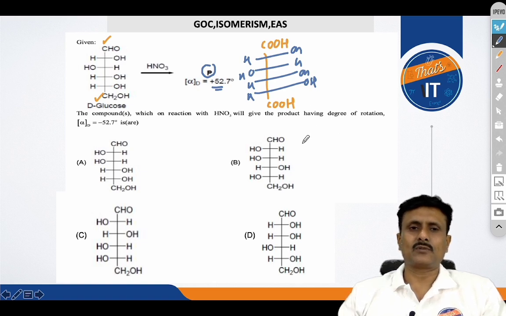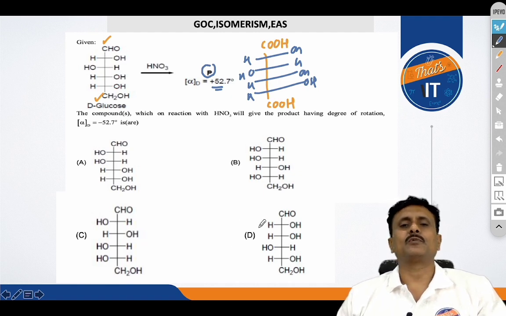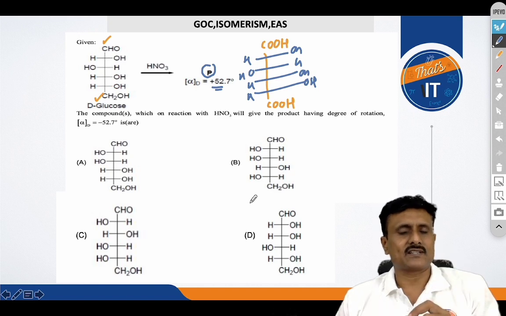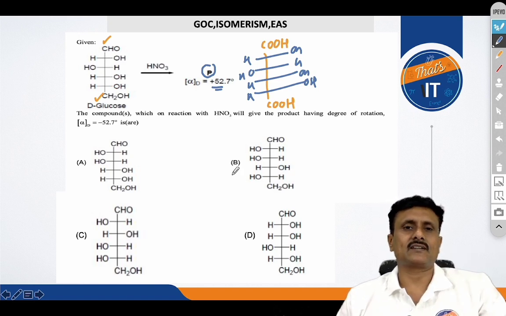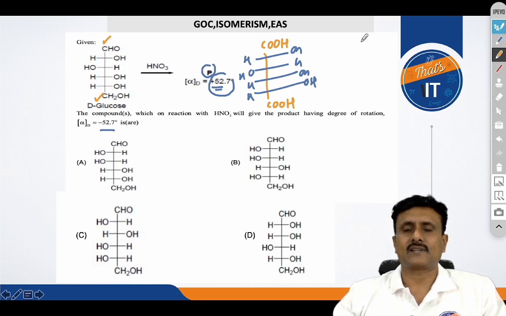But we are talking about the compounds which are obtained among these options. We are given certain compounds. Now these compounds, when subjected to the oxidation, you are going to get a compound which is having exactly opposite to 52.7, that is minus 52.7. That means here they are talking about what? The enantiomer of this, right? What is the enantiomer of this?